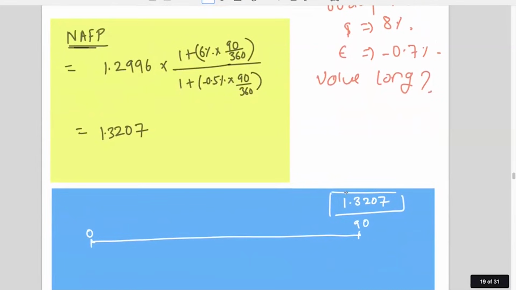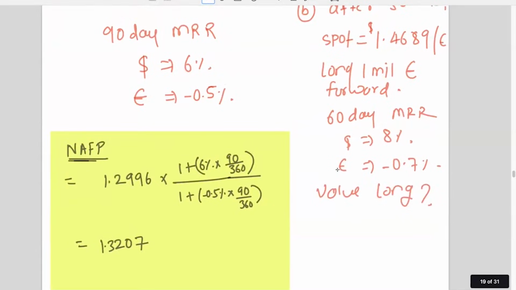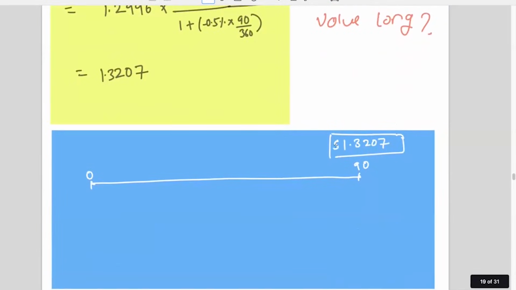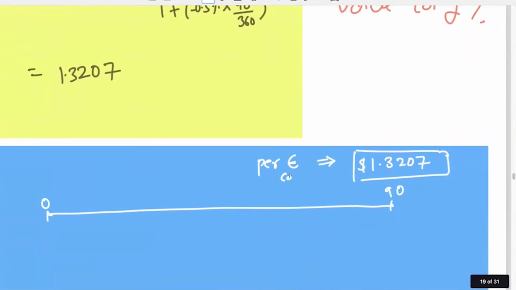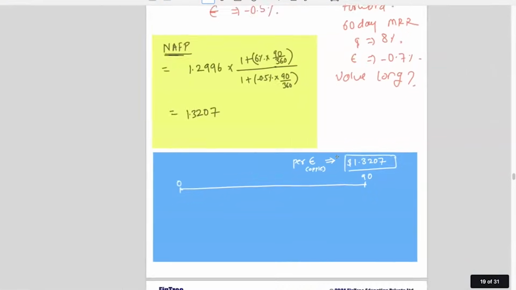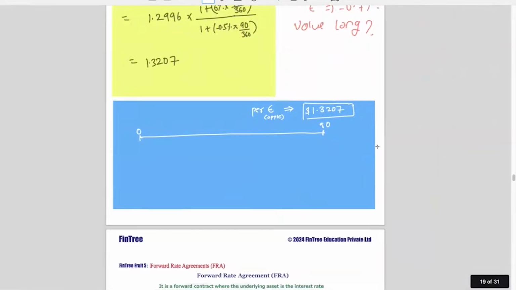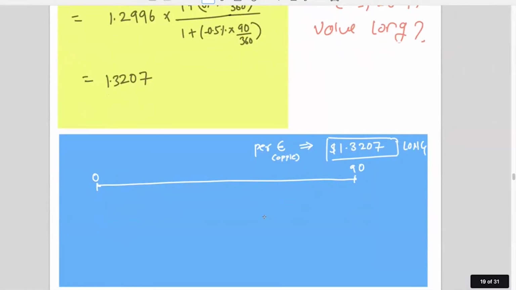Now on the exam, this shows up. And if you decide to build a similar graph for yourself with a pencil on that rough worksheet, just write dollars here. Now this is per euro. This is the rate at which you're going to book the contract. You can start thinking of that base currency like an apple. So you're going to buy one apple at 1.3207. Because it's a long position, you're going to buy apples.